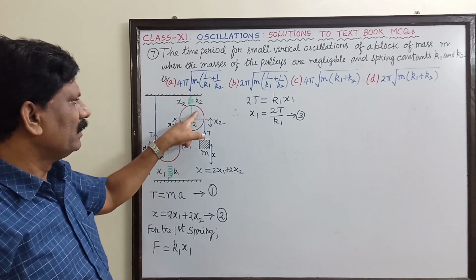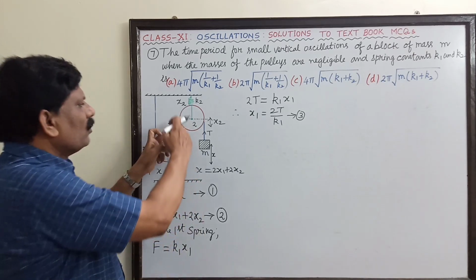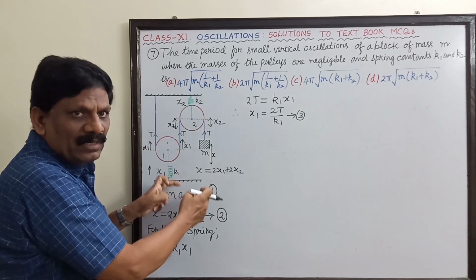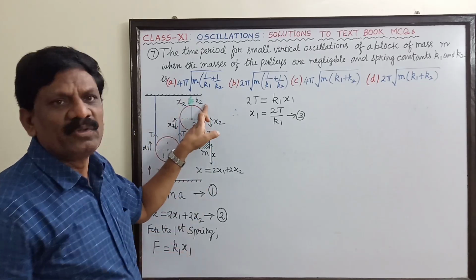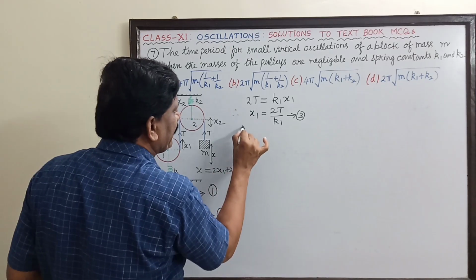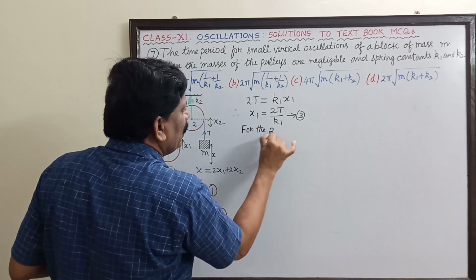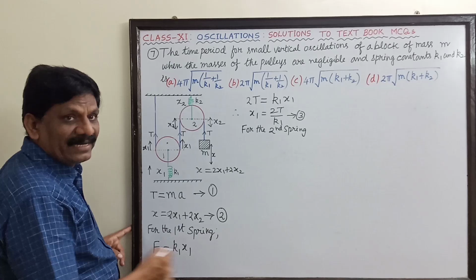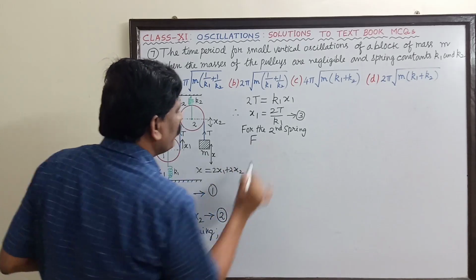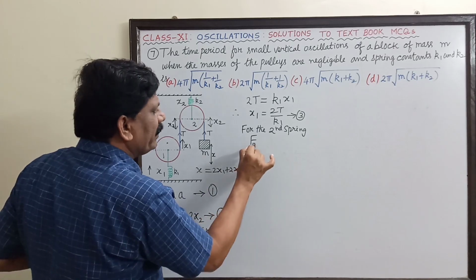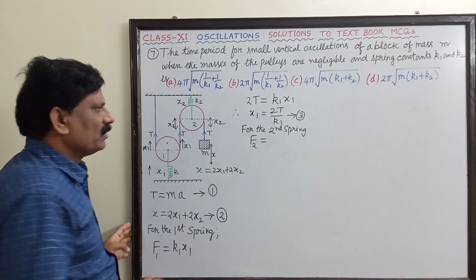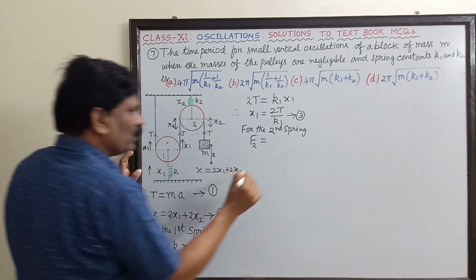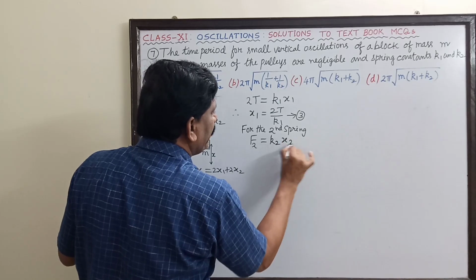Okay, children, now you look at the pulley number 2. On both sides of the pulley there are two strings. Once again, these two tension forces are pulling down. As a result, the extension x2 is produced in the second spring. So for the second spring, I will write another similar equation like this. The restoring force F, if you want, I can write here F1 and here F2 just for distinction. So F2 must be equal to what? The extension is x2 and the spring constant is K2. So this must be equal to K2 into x2.